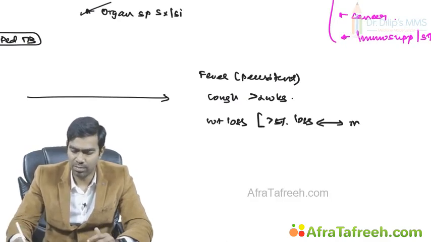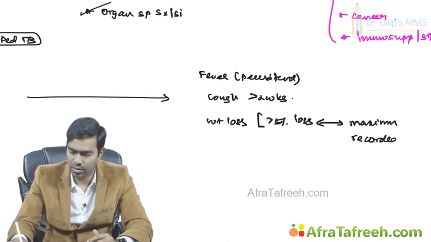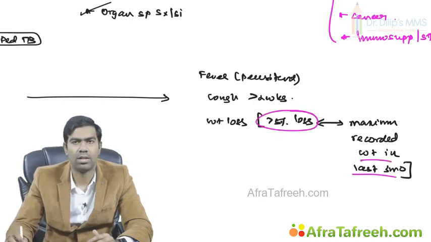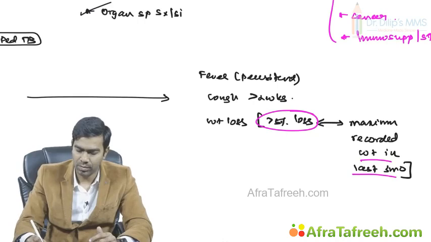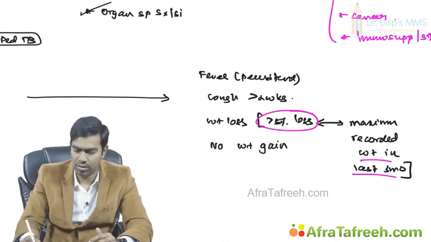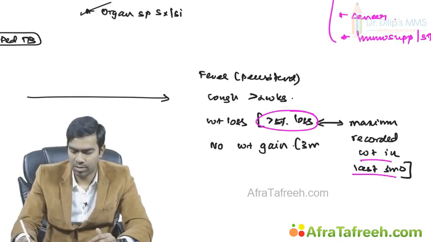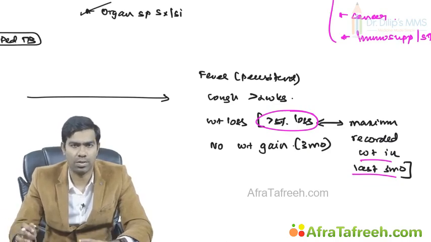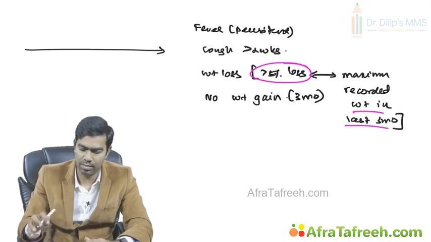So whatever is the maximum recorded weight in the last 3 months, you should compare with that. And if, comparing with that, you are having more than 5% weight loss, that patient you can take as a presumed pediatric TB. Then if the child doesn't show any weight gain at all, especially in the last 3 months, this is the definition: no weight gain in an actively growing child is equivalent to weight loss only. So that is also presumed pediatric TB.